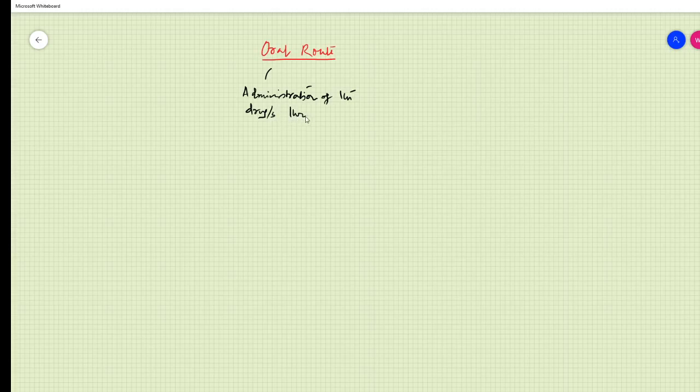Let us now discuss the routes of drug administration one by one. So the first route, let's take the oral route. Oral route means administration of the drug or the drugs through the GIT.